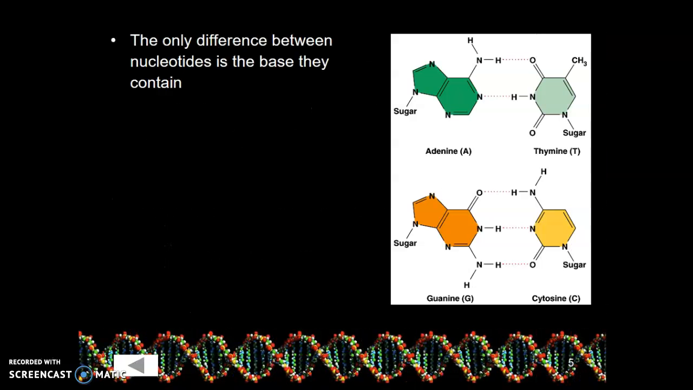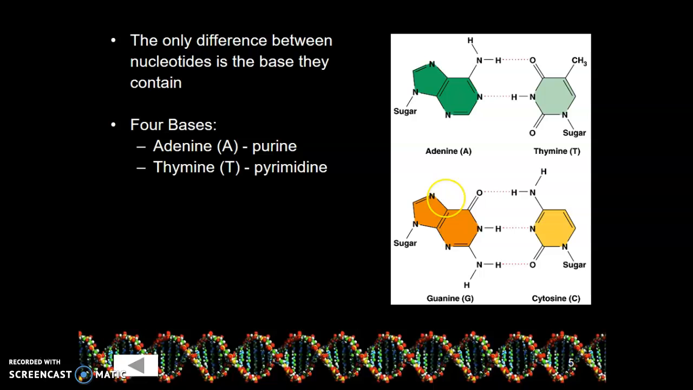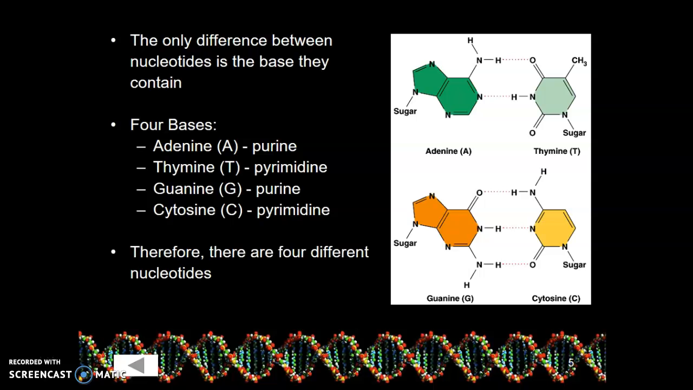So nucleotides come in 4 different forms because there are 4 different bases. So the only difference from one nucleotide to the next would be the base that it contains. Our bases are adenine, which is abbreviated with a capital letter A, thymine, capital letter T, guanine, capital letter G, and cytosine, capital letter C. So each nucleotide has one of 4 bases, only one each.